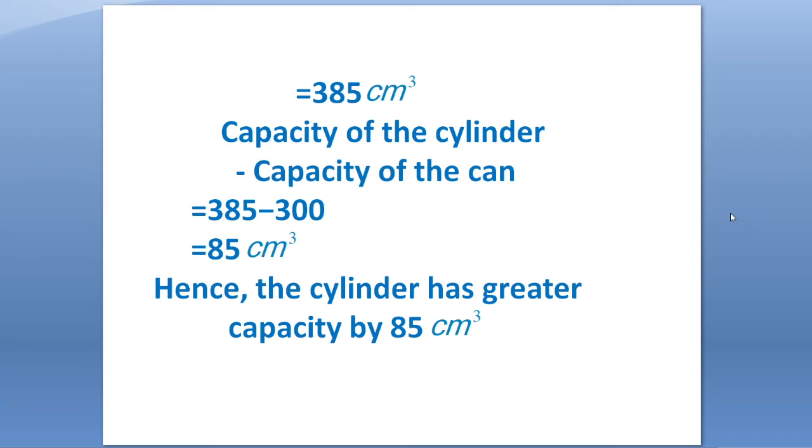So capacity of cylinder minus capacity of the can. So capacity of cylinder is 385 centimeter cube and capacity of the can is 300 centimeter cube. So difference is equal to 85 centimeter cube. Hence the cylinder has greater capacity by 85 centimeter cube.